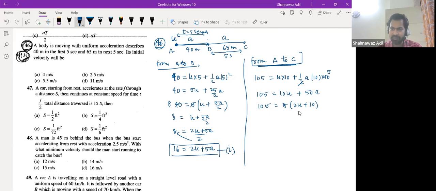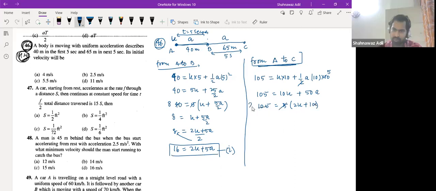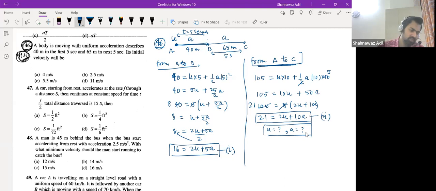Understood, Rishita? Yes, sir. So this is 10A. So this is 2 and then 1. So now 21 is 2U plus 10. So you guys, you have two equations and you have to calculate U and A. Please calculate and tell me. So did you guys get these two equations? What equation did you guys get in solving this question?